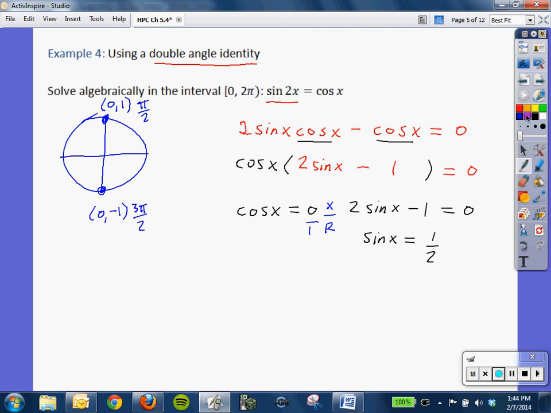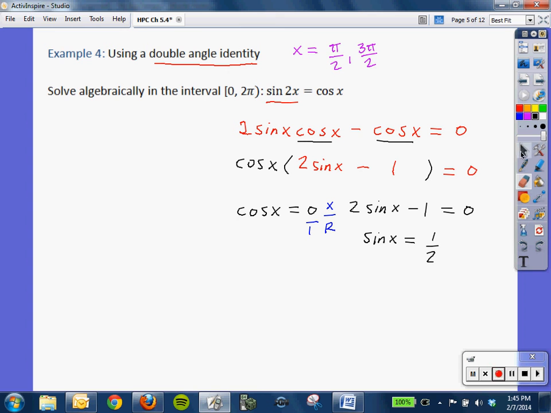So we have some solutions right here. We've got x is equal to pi over 2 and 3 pi over 2. Those are 2 of the solutions. We're not completely done here. We have to figure out the angles that will give the sine of some angles to give 1/2.